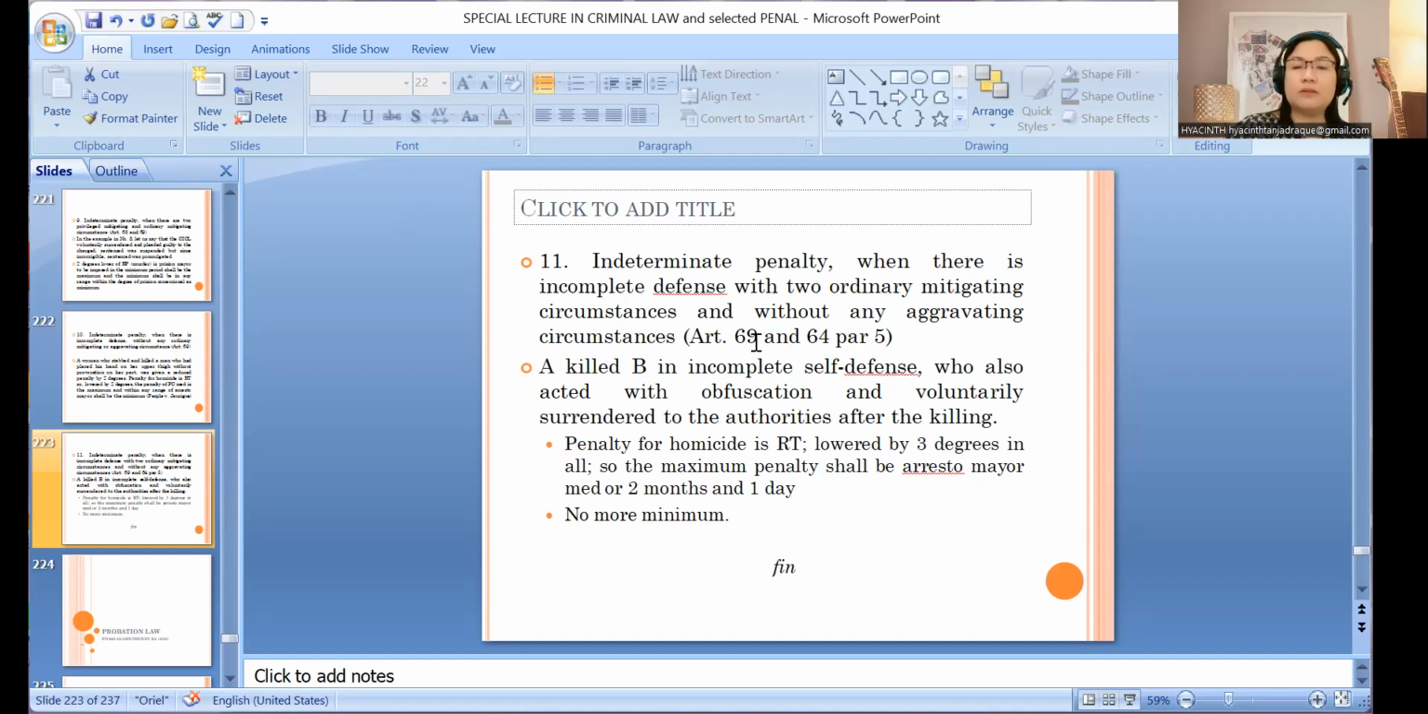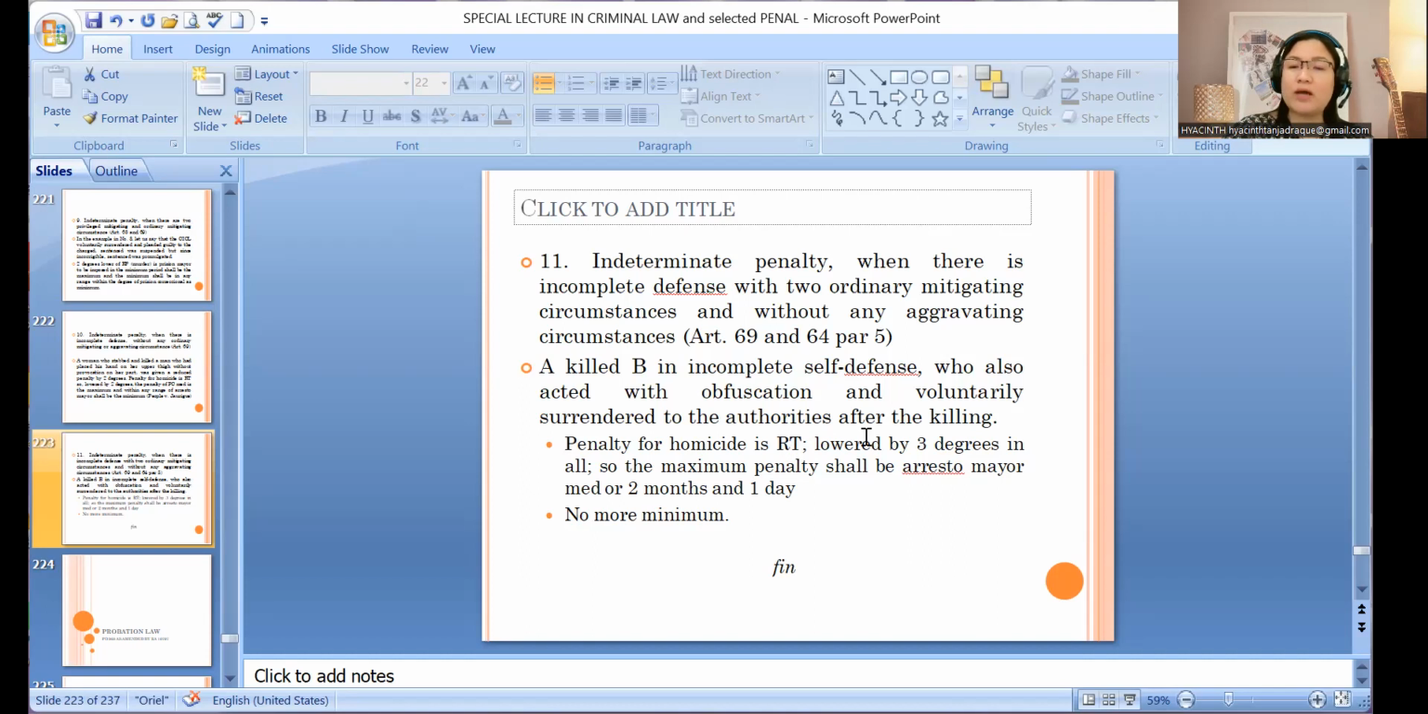And in Article 64, paragraph B, if the majority of the elements to make the defense justify the act are present, the penalty to be imposed upon him is 2 degrees lower. That's why it is 3 in all. So from reclusion temporal, you go down the graduated scale 3 down: reclusion temporal, prison mayor, prision correccional, arresto mayor. Your prescribed penalty now is arresto mayor.